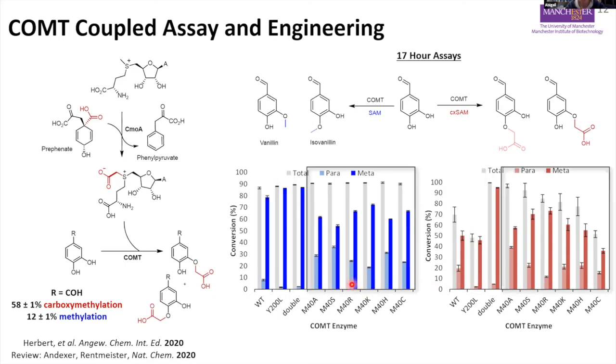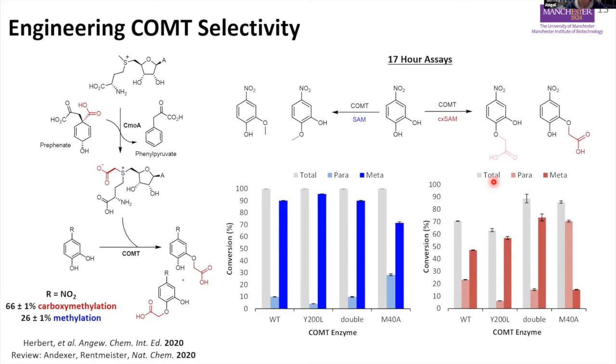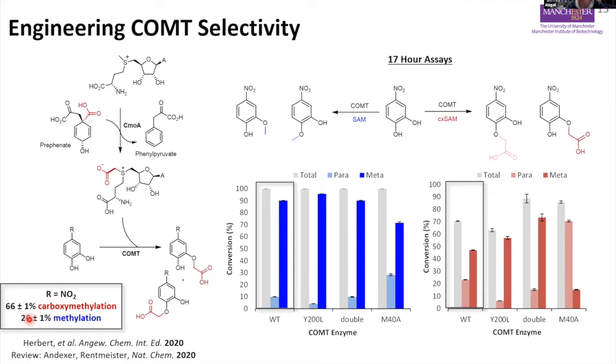Introducing our M40 mutants, we found that after 17 hours, we didn't see a decrease in SAM activity, which we don't expect after 17 hours, but we do see an increase in carboxy-SAM activity, which is nice to see. Combining our M40A mutant, which we thought was going to be the best one going forward, and the Y200L mutant, we were able to completely mimic that increase in regioselectivity. So through two single point mutants, we are able to increase cofactor selectivity for a novel cofactor and almost completely change regioselectivity. Another good example of this is a different substrate for COMT. This is a nitrocatechol. Again, similar results as last time with the wild type enzyme.